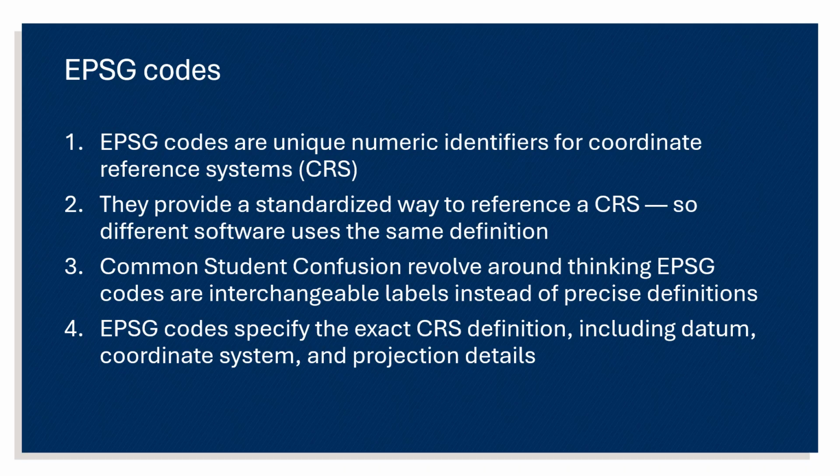Common student confusion revolves around thinking that the codes are interchangeable labels instead of precise definitions. They're not interchangeable labels. It is a coded definition that just explains everything. Specifically, the exact CRS definition includes the datum, the coordinate system, and any of the projection details.